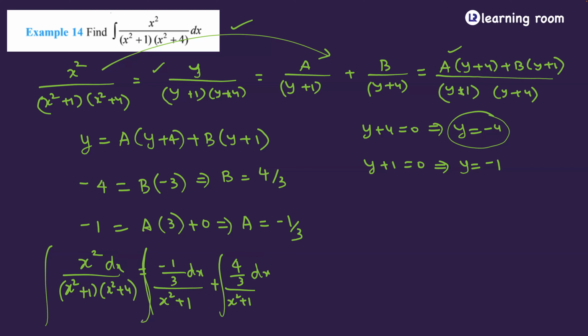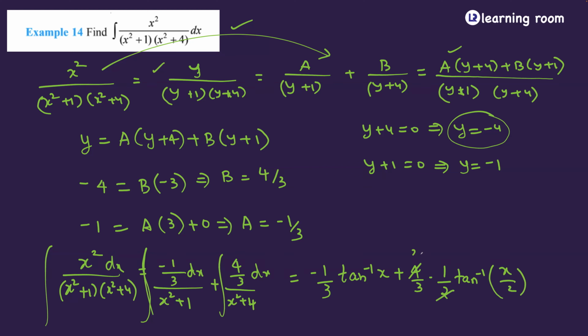So integral of this, am I clear with this? x square plus 4. Right. So this will be equal to minus 1 by 3 into integral of 1 by x square plus 1, which is tan inverse x. So it is tan inverse of x, plus 4 by 3 into 1 by x square plus a square, which is 1 by a times tan inverse x by a. a is how much? a square is 4, a is 2. Tan inverse of x divided by 2.